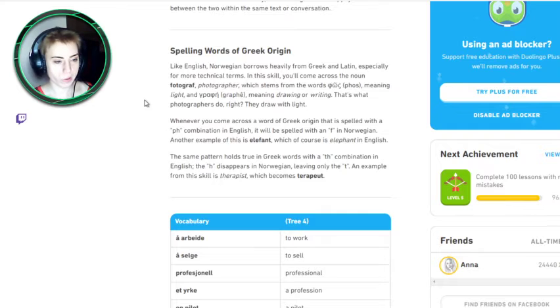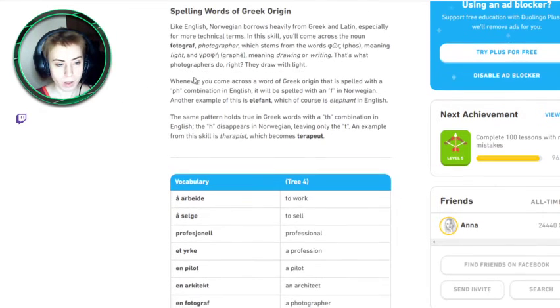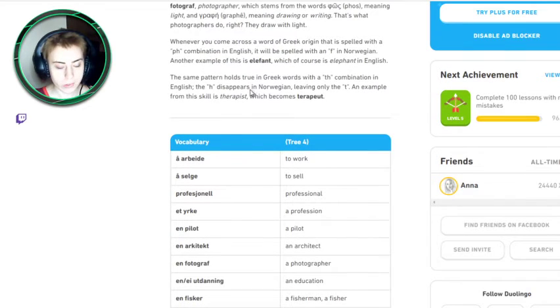And they also go over a little bit of words in Greek origin, just like English, modern Norwegian stem from Latin. So there's words with like Latin roots in it, like photographer, photograph. Instead of PH, Norwegians just use F. Just like an elephant. It's also the same pattern with the TH. Drop the H and just have the T.